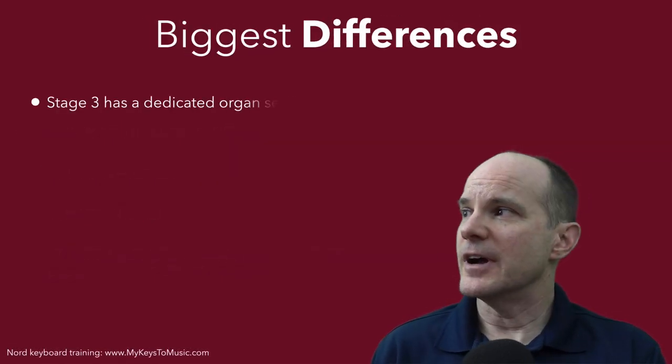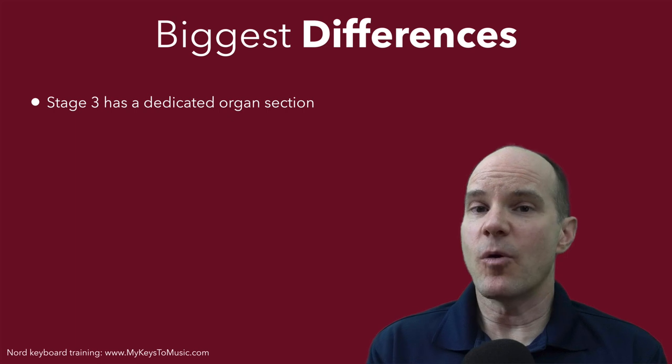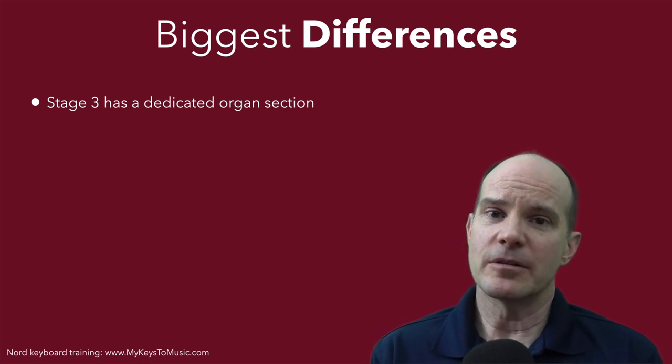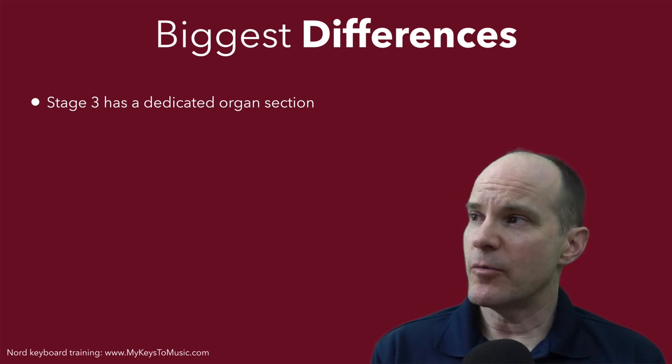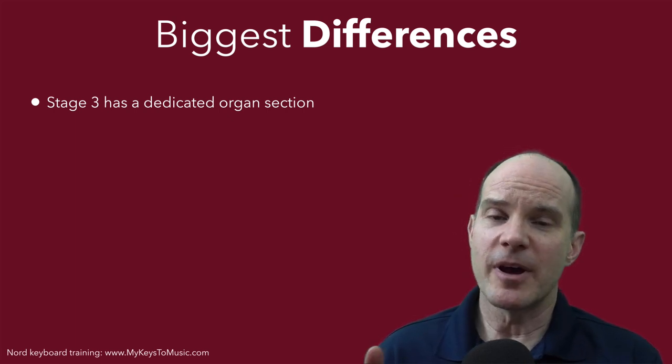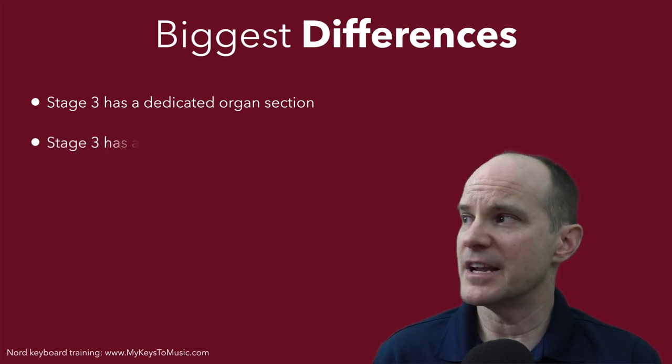Biggest differences? Well, the Stage 3 has a dedicated organ section, and we're going to talk a little bit closer about the comparisons on the organs in great detail, so I won't go through that right now. But just keep in mind that the Stage 3 does have a dedicated organ section, and if you are absolutely passionate about organ, then already you need to be leaning towards the Stage 3.